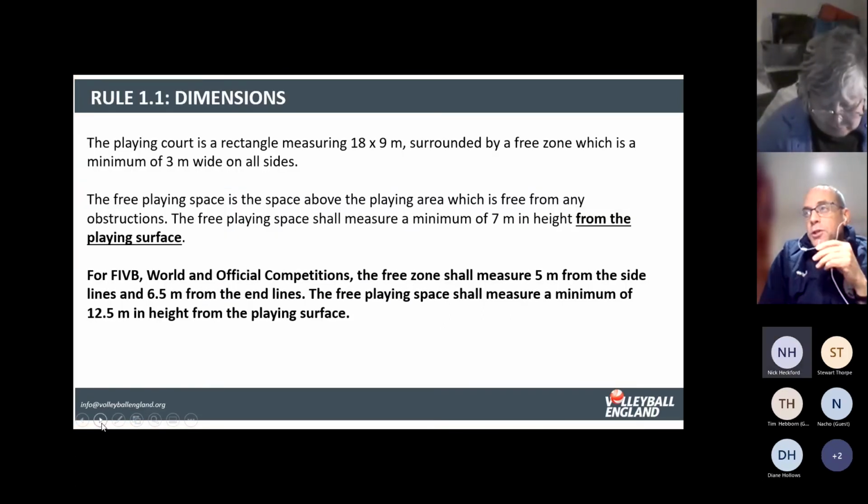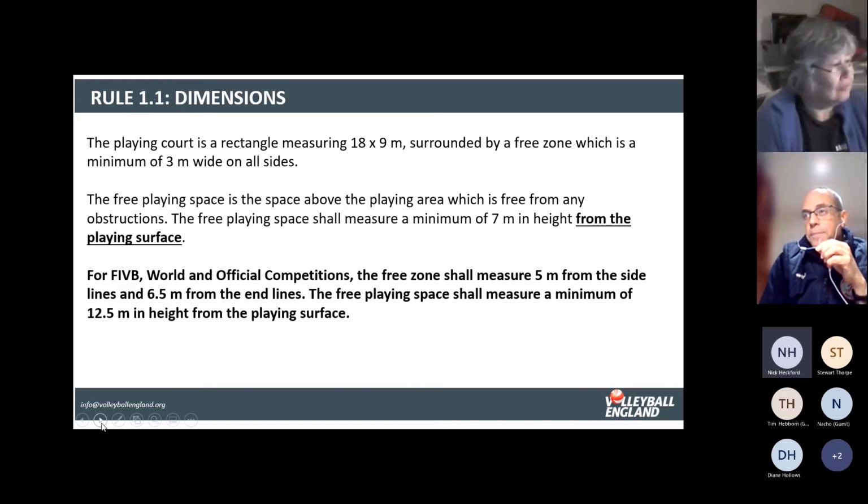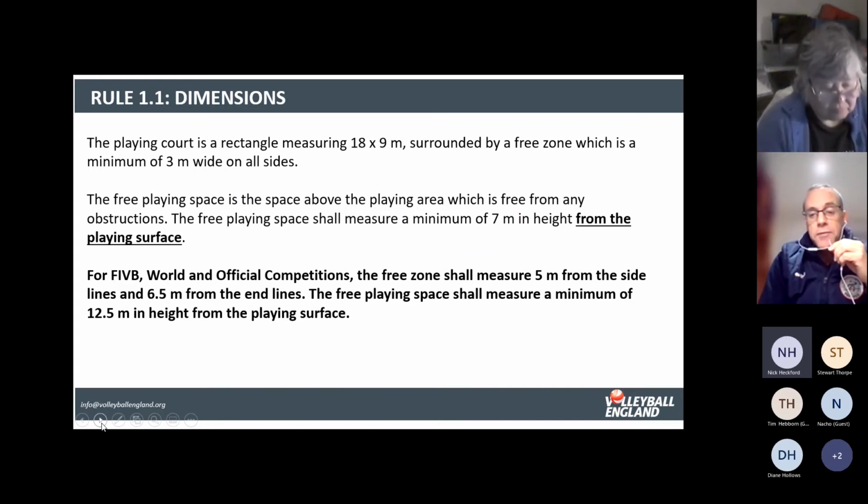So the playing court, i.e. court A and court B, is a rectangle measuring 18 by 9 meters, and it's surrounded by a free zone, which is a minimum of 3 meters wide on all sides. The free playing space is the space above the playing area, which is free from any obstructions and shall measure a minimum of 7 meters in height from the playing surface.